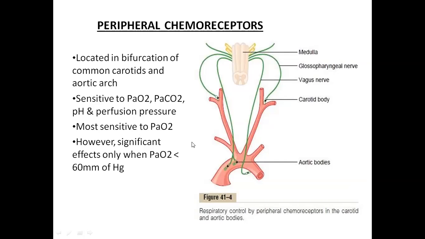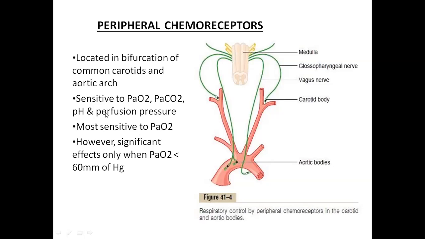So the peripheral chemoreceptors are located in two regions, as we have already said. One is the aortic bodies at the aortic arch, and the second one is the carotid body at the base of the carotid arteries. In these two regions, special receptors are there. They detect the changes in PO2 and PCO2. They also detect the changes in the pH and the perfusion pressure.